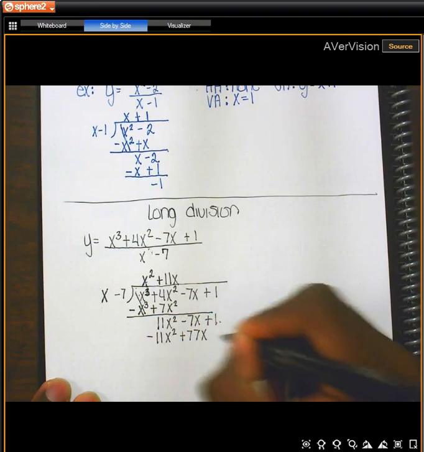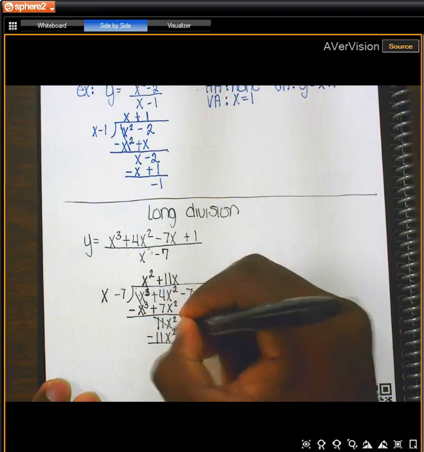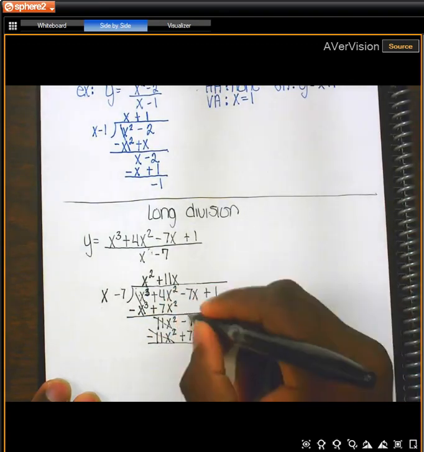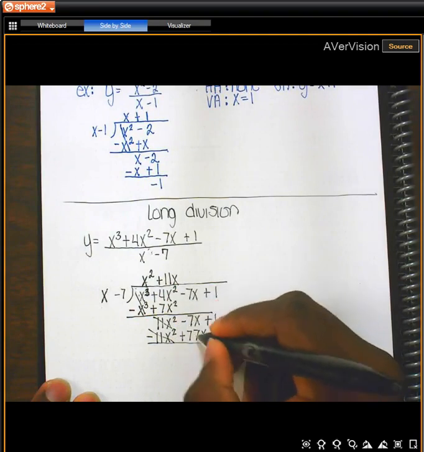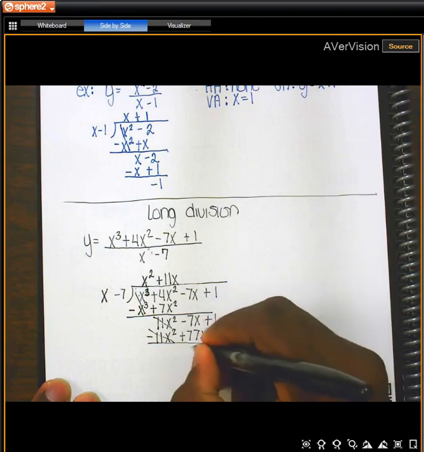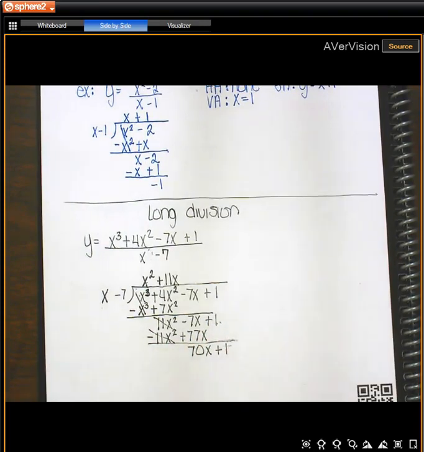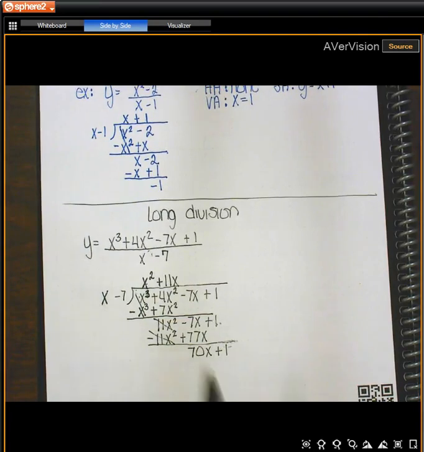Yes. All right, again, 11x squared, negative 11x squared, they cancel each other out. We have 77 minus 7. We get 70x, and then we bring down that plus 1. What do we have to multiply to x to get 70x? Yeah, 70.